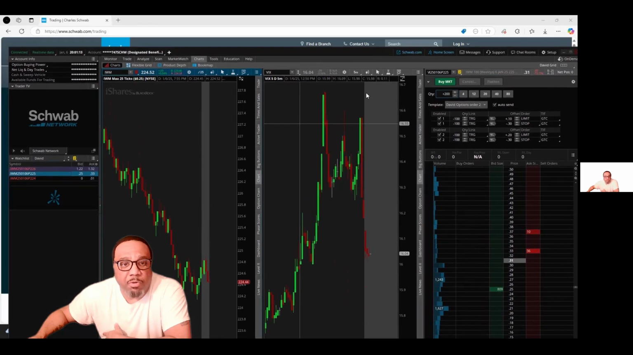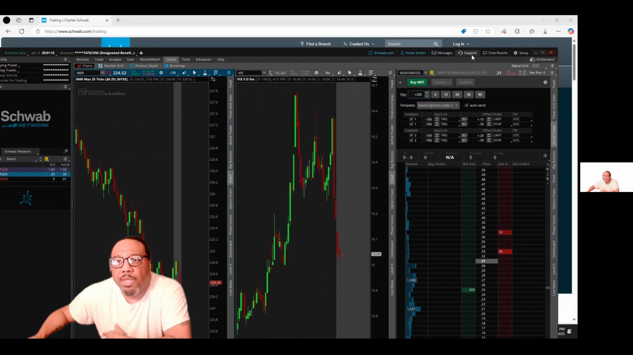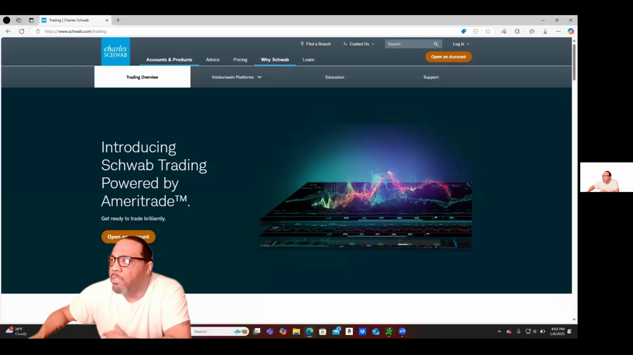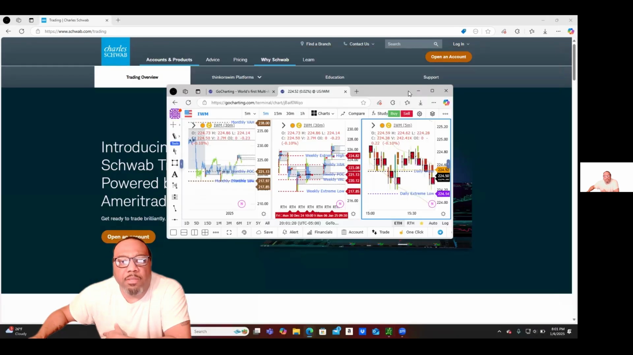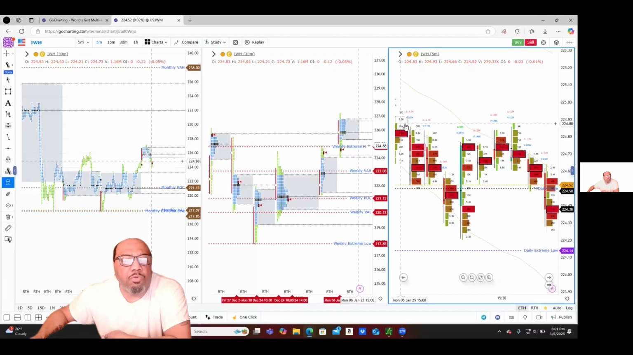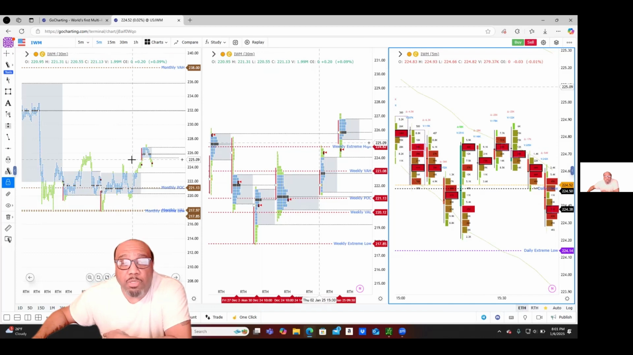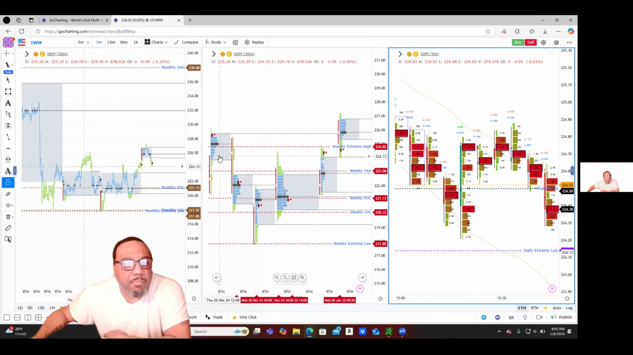I will get away from the plain candlestick and use platforms like Go Charting. All right, Go Charting. I have been using it for almost a year and a half, getting close to 2 years. This is the web version of Go Charting. Go Charting is all web based, I should say, and it's been working perfectly for me.